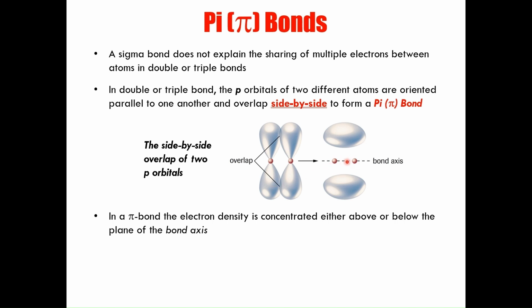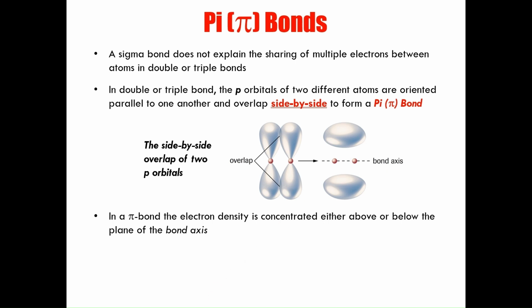And so remember, the two electrons that were already shared in the sigma bond are occupying the space between the two atomic nuclei along the bond axis. And so a side-to-side overlap allows for the electrons to either be above or below the bond axis so as not to occupy the same space as those two shared electrons in the sigma bond.